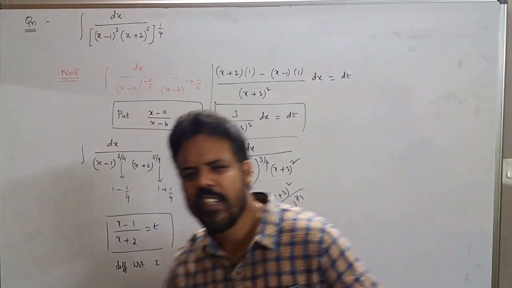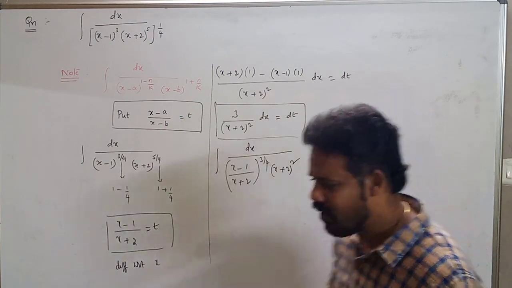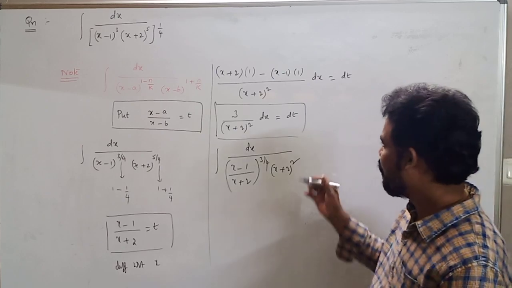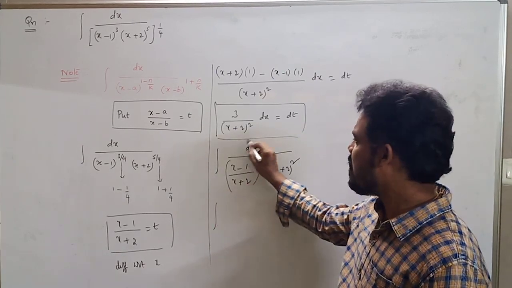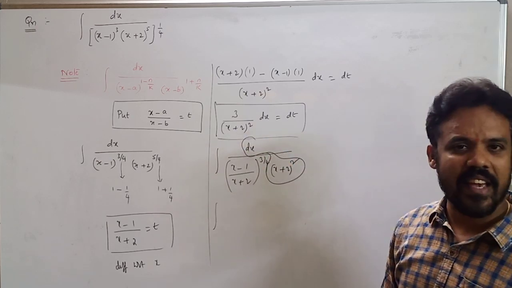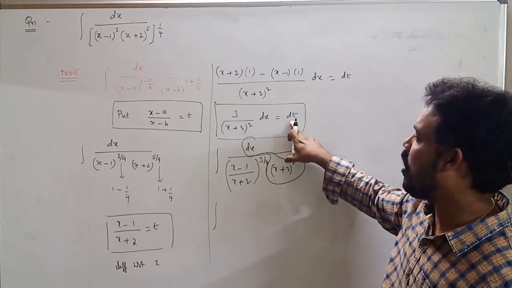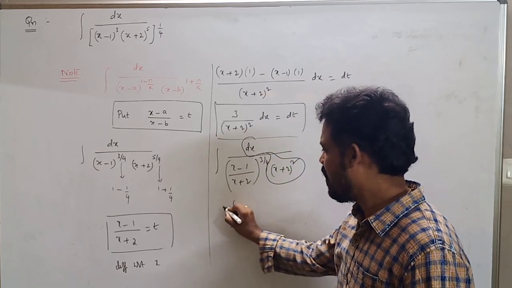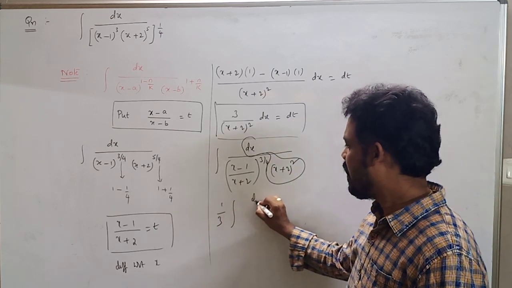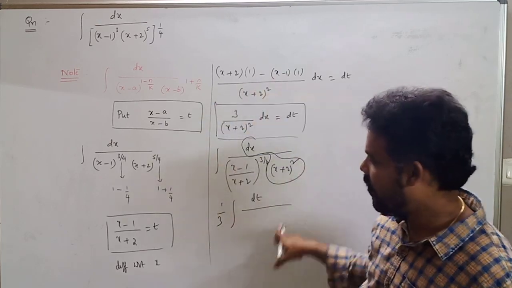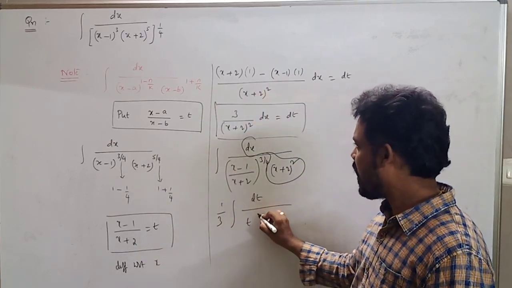Now, of course, we get the idea that because we already got the whole square here, the same thing will come naturally. Now, what is dx? What is dx by x plus 2 whole square equal to? It is dt by 3. That means this is 1 by 3 dt, where the whole thing I kept as t power 3 by 4.